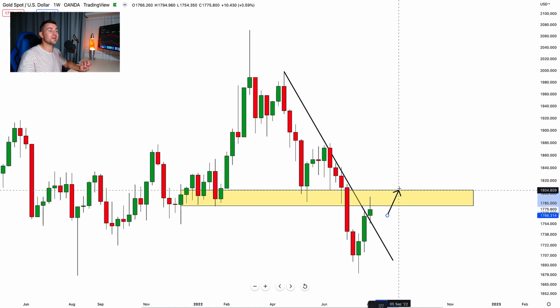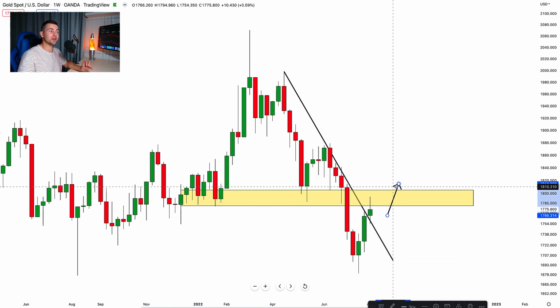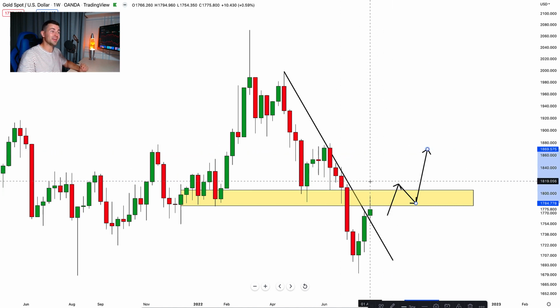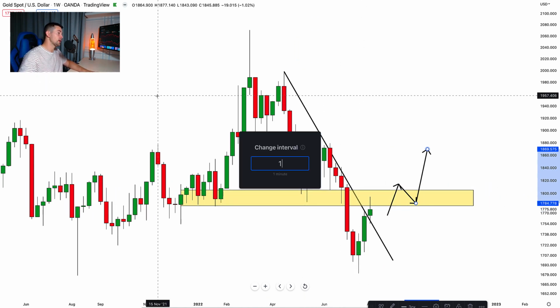If we close above that on weekly, if bulls will manage to violate that structure on a weekly, close above that, then we will expect a bullish continuation to that resistance. Yes, so if you want to buy, be very careful and patiently wait for a breakout of that entire area.